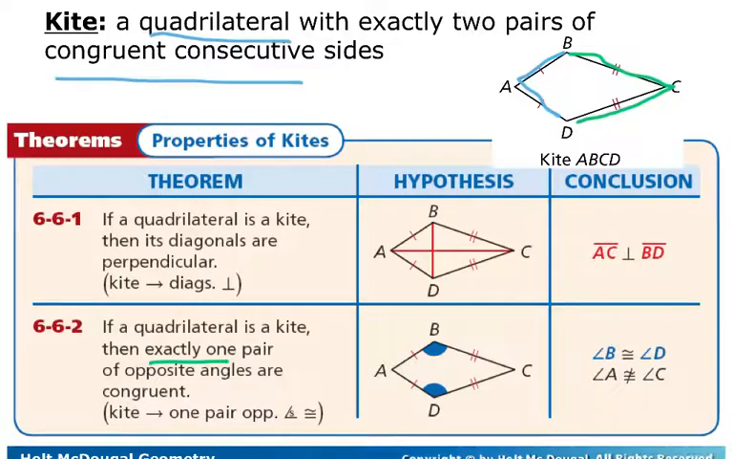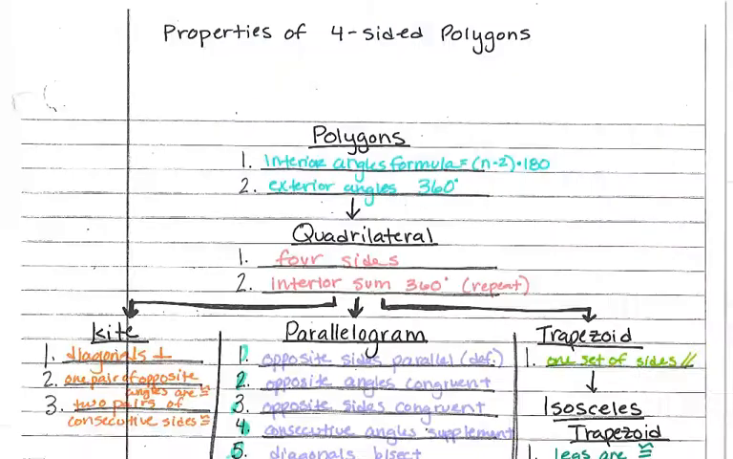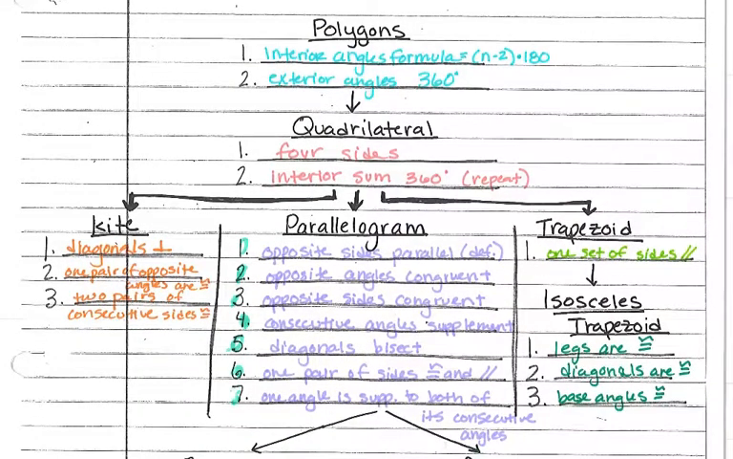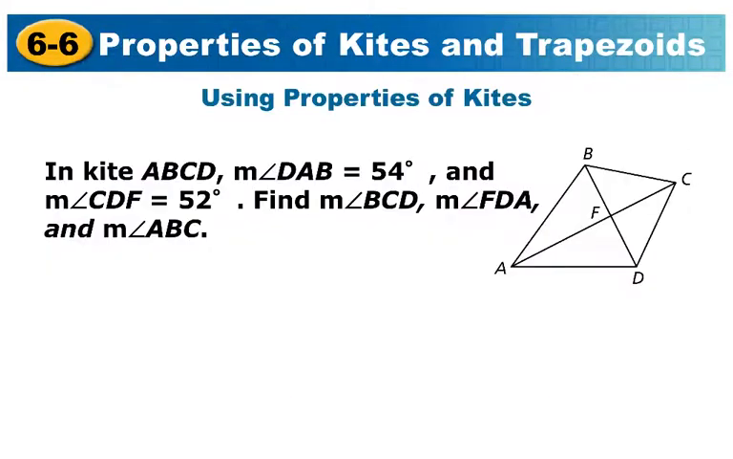And if you're following along on our properties sheet, I've got it here at the end: diagonals are perpendicular right here, one pair of opposite angles are congruent, and then 2 pairs of consecutive congruent sides. So that's its first definition there, and then we've got these last 2 that we talked about. All of those can go in your kite understanding. And so we'll use that.